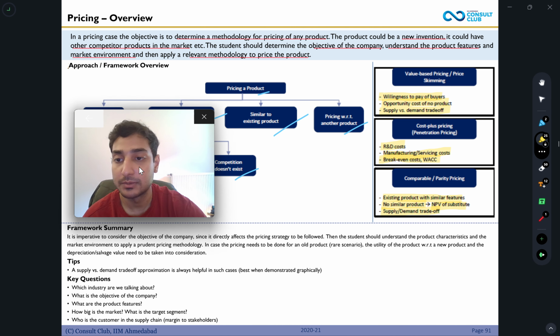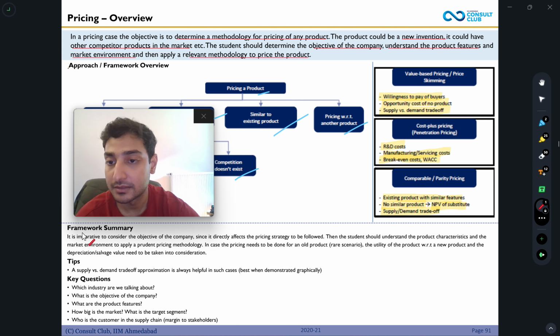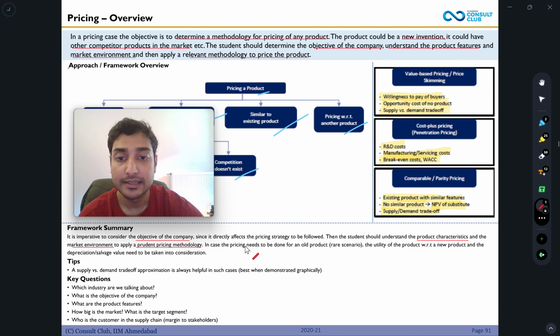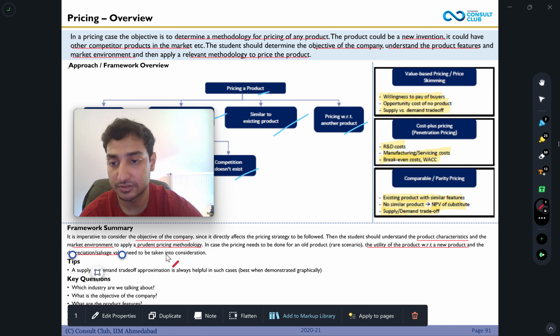So what did we learn, and what is the summary of the whole framework? It is imperative to consider the objective of the company. Very important, you understand the company's objective, since it directly affects the pricing strategy to be followed. Then the student should understand the product characteristics and the market environment to apply a prudent pricing methodology. In case the pricing needs to be done for an old product, the utility of the product with respect to the new product and the depreciation salvage value need to be taken into consideration.